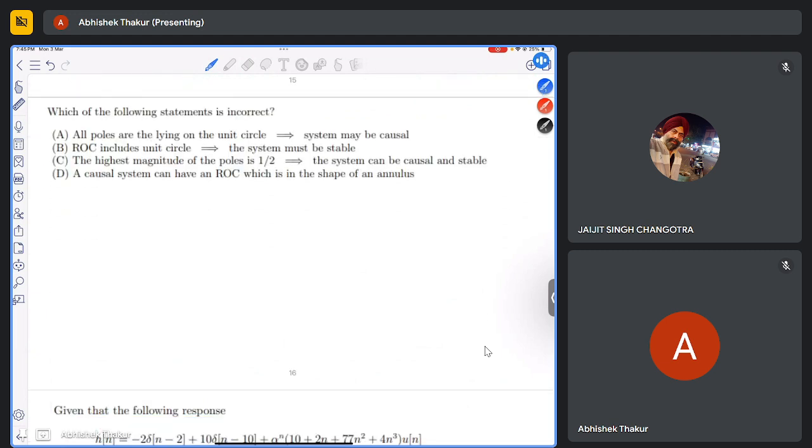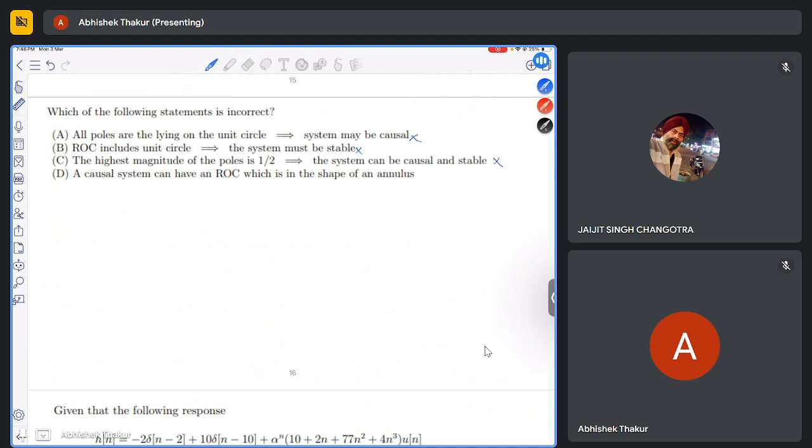Which of the following statements is incorrect? So, all poles are lying on the unit circle, system may be causal. This is wrong. It should lie inside the unit circle. ROC includes unit circle, the system must be stable. Wrong. The highest magnitude of the pole is half, the system can be causal and stable. This is also wrong.